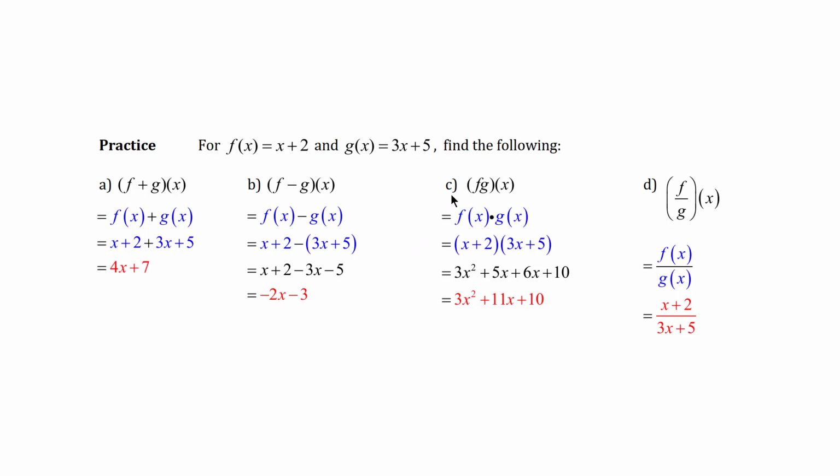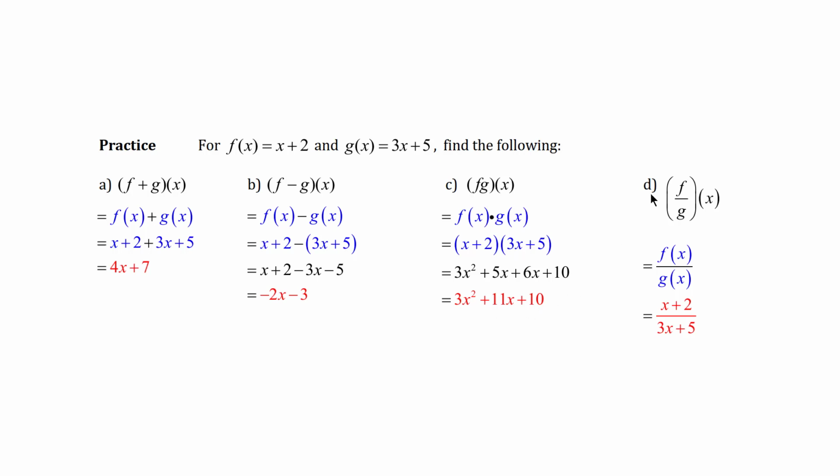For part C, we just multiply together f of x and g of x. So we get parentheses x plus 2 times parentheses 3x plus 5. After doing the multiplication, the result is 3x squared plus 5x plus 6x plus 10. Next, we add together 5x and 6x, which is 11x, and then we bring down all the other terms. So the final result is 3x squared plus 11x plus 10.